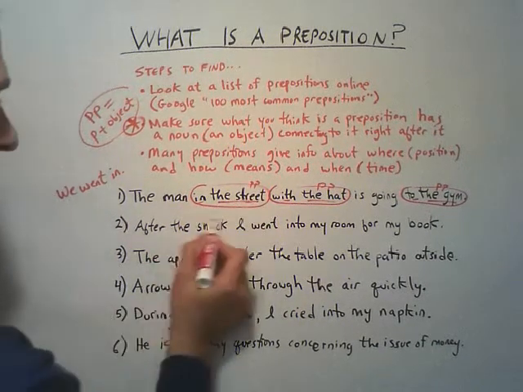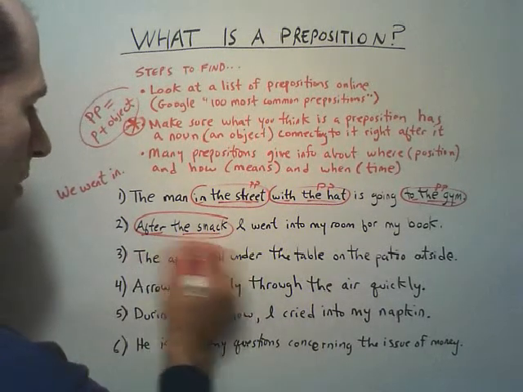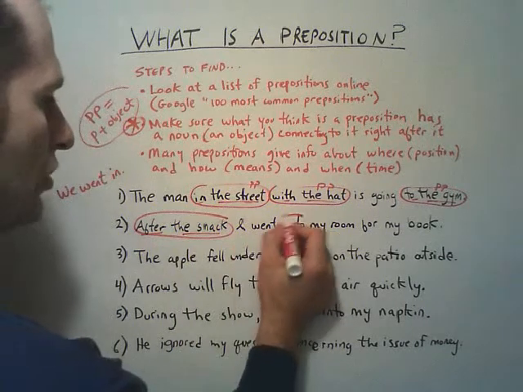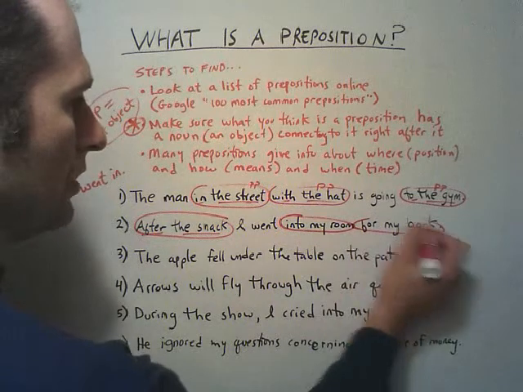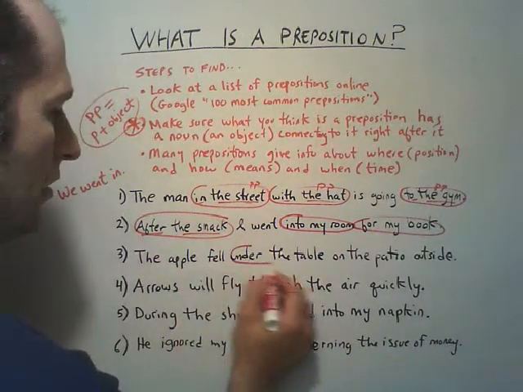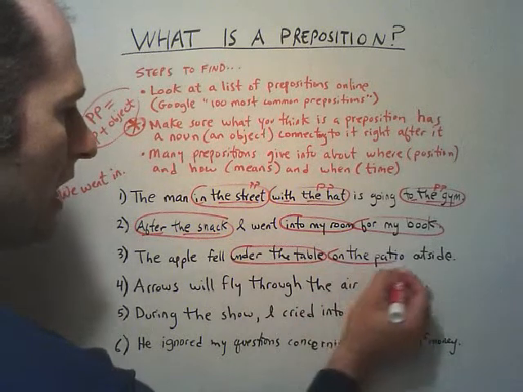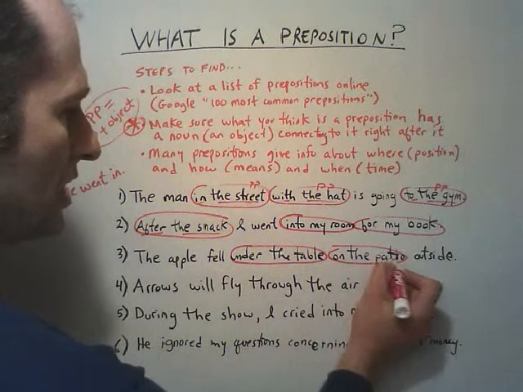Okay, after the snack, here we go. Preposition, object of the preposition. I went into my room for my book. Preposition, object of the preposition, preposition, object of the preposition. The apple fell under the table on the patio. Preposition, object of the preposition. Preposition, object of the preposition.